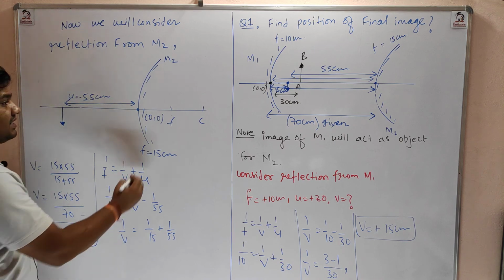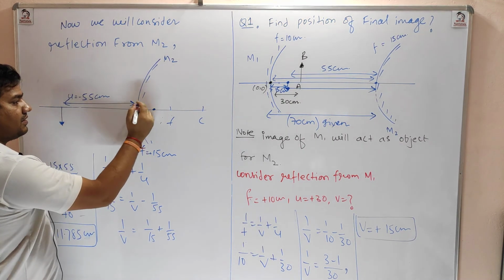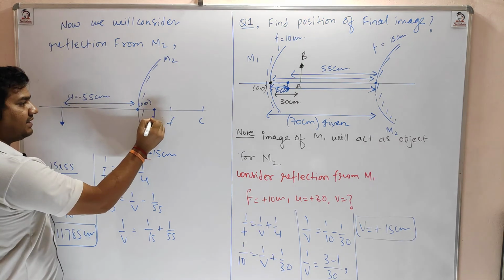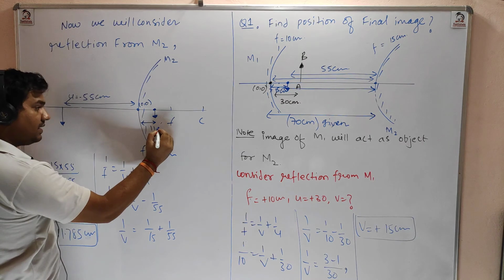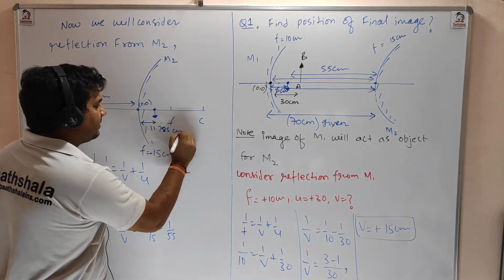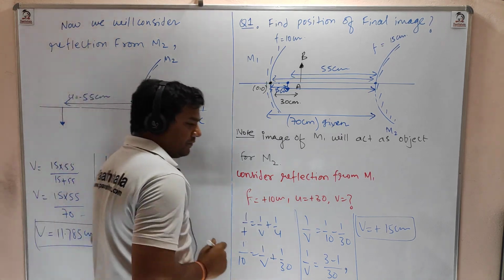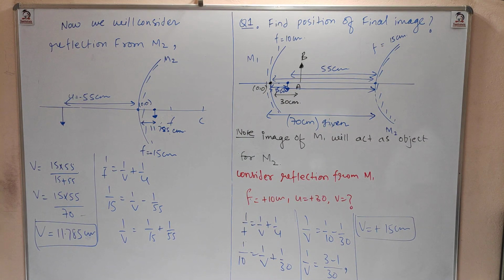Means your final image is on this side, like this, at a distance of 11.785 centimeter. Everyone understood this? Does anyone want to see the solution again?